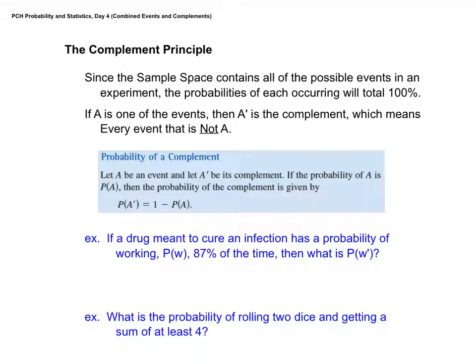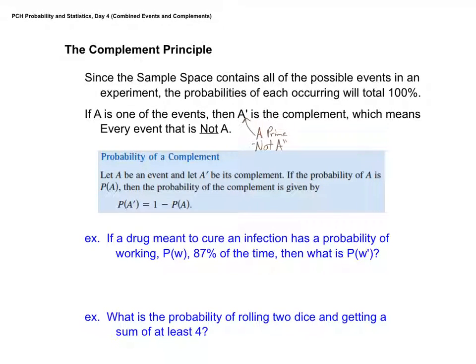If A is one of those events, here's some notation. We read this as A prime. If A is one of the events, then A prime is the complement. You can also read that as not A. People will read it both ways. So A prime or not A.